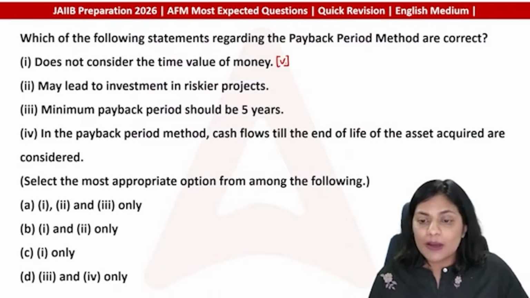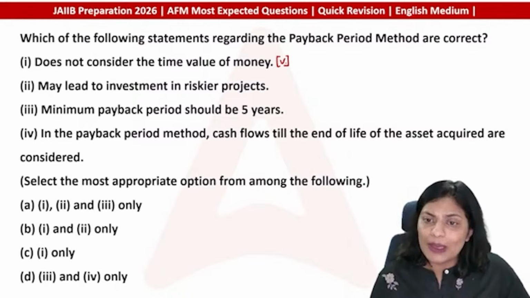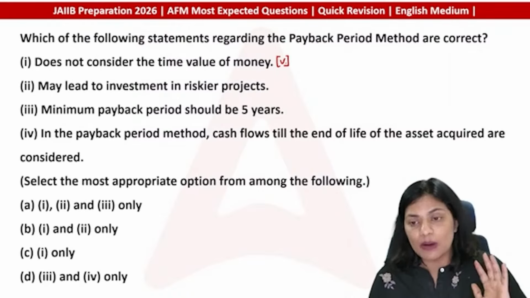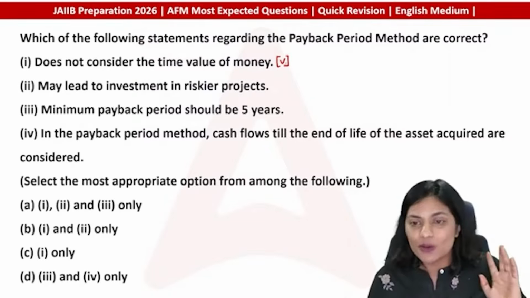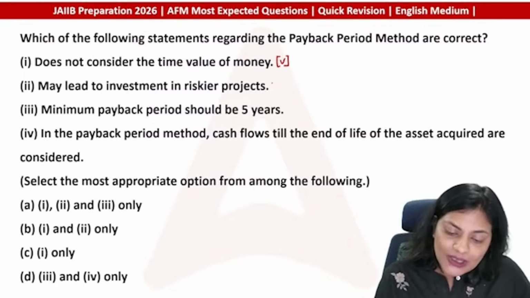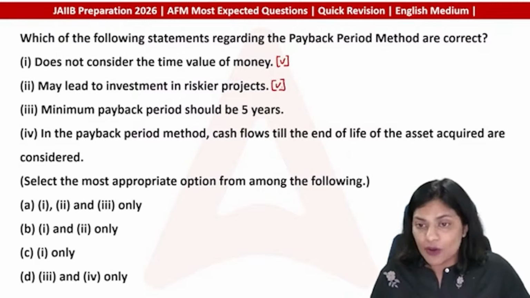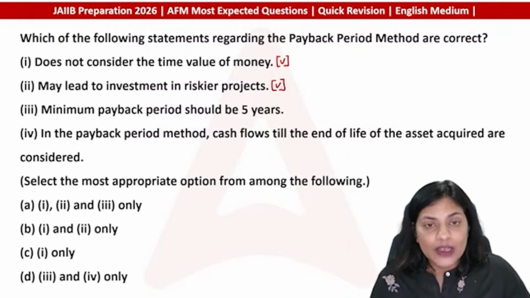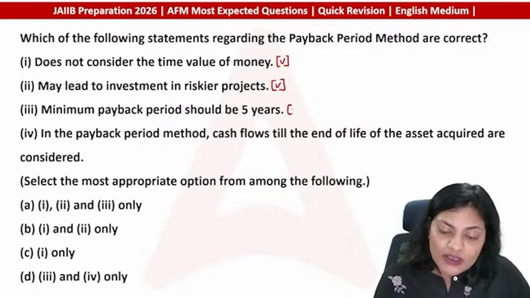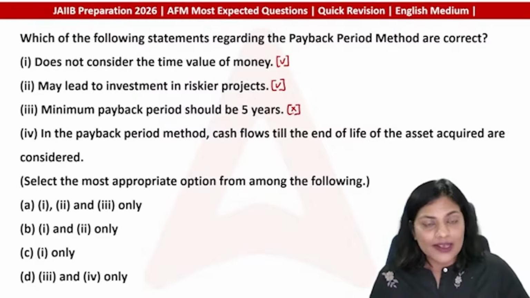See, in payback period method, you're only focusing on the payback, like the time the project would return the amount. After that, what would happen does not matter. That is why initial years of recovery are taken care of and the later part, which could be risky for us, is ignored. Minimum payback period should be 5 years. There's no such minimum requirement, so that is completely wrong.